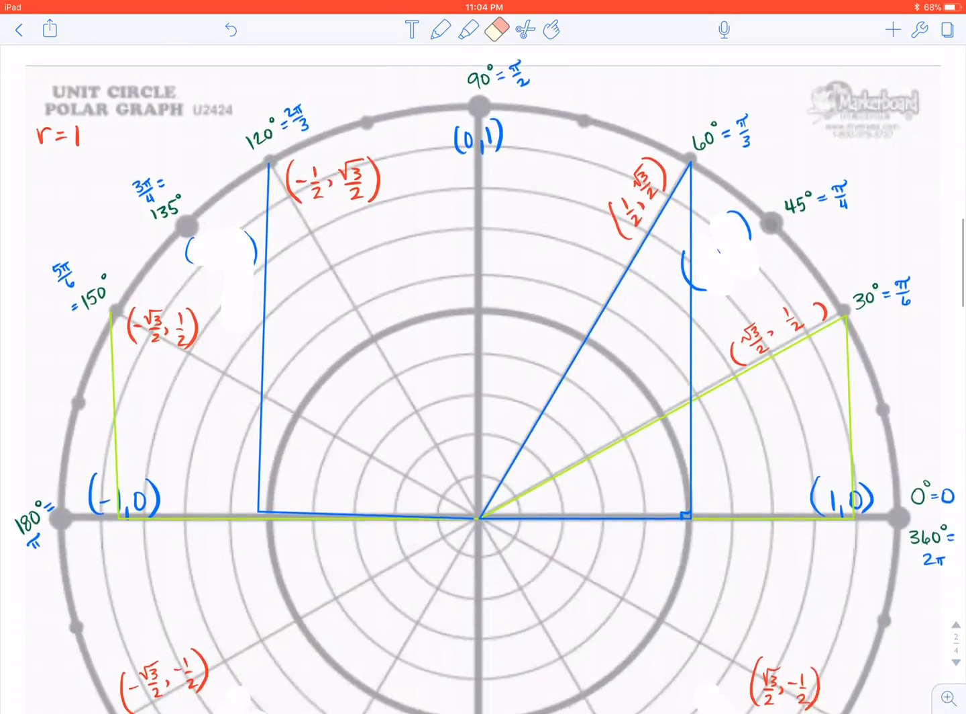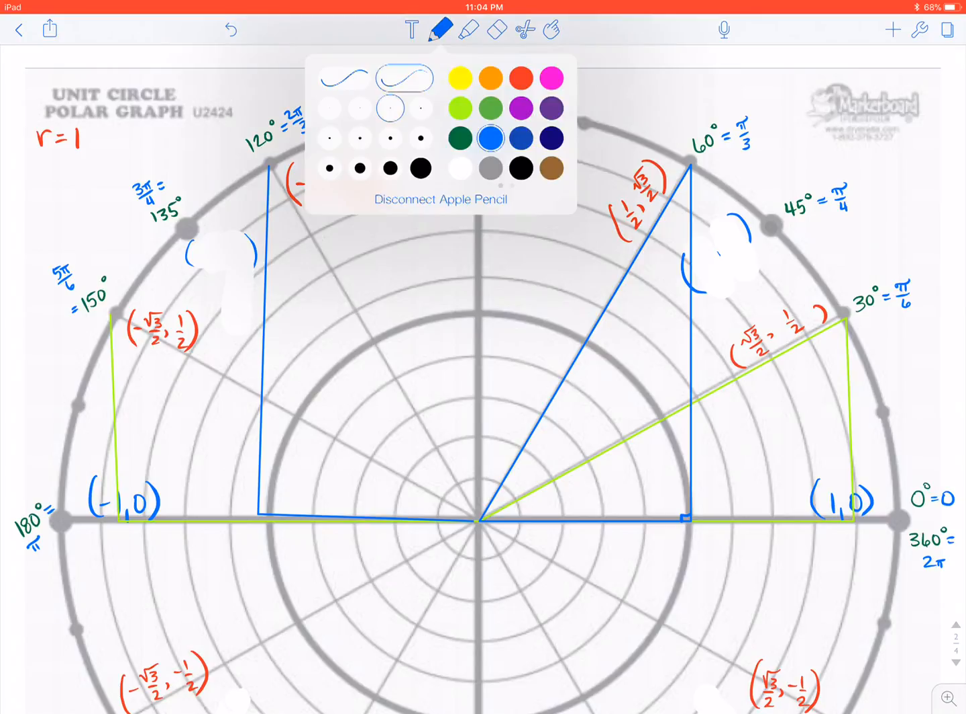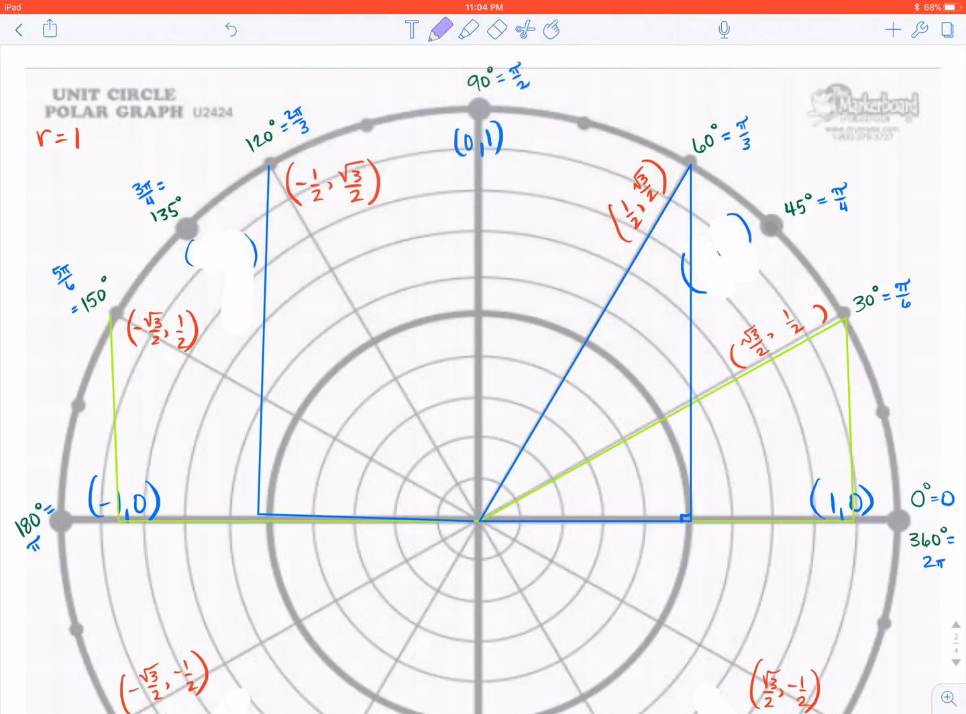So let's use that then in our unit circle. So let's go over to the 45 positions. One more time, I'm going to change my colors here. And this time I'd like to draw, here's my radius of 1.